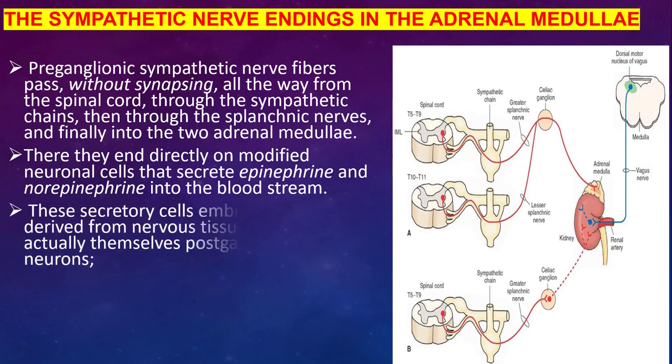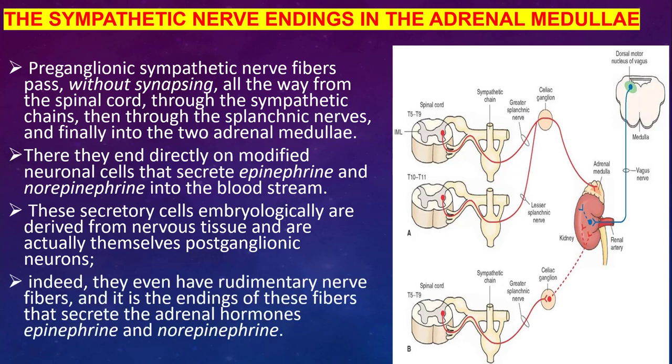Preganglionic nerves end on the surface of the adrenal gland, and the postganglionic neurons are rudimentary or very short, but actually they are nerve cells in nature. They are short but neuronal in nature, and they secrete epinephrine and norepinephrine. These secretory cells are embryologically derived from nervous tissue and are themselves postganglionic neurons. It is the endings of these fibers that secrete the adrenal hormones epinephrine and norepinephrine.